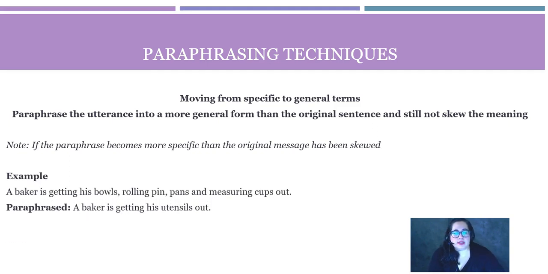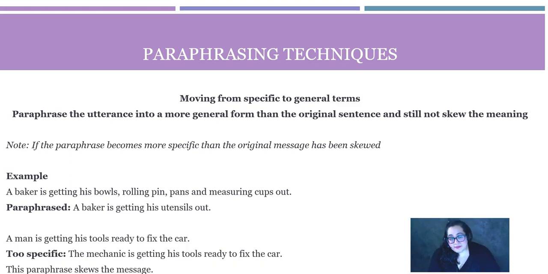So the example your book gives is a baker is getting his bowls. He's got the rolling pins, the pans, and the measuring cups out. Why would you offer a general term? Well, suppose someone's signing the bowl and the rolling pin and the measuring cups, and you're not understanding what he means by that. And I'm not a baker, so rolling pin doesn't come to mind. Baker is getting his utensils out. The meaning hasn't changed. The information has been given. No skewed message. So it's a technique when that word doesn't come to mind, but you're understanding the message and the goal of the sentence.